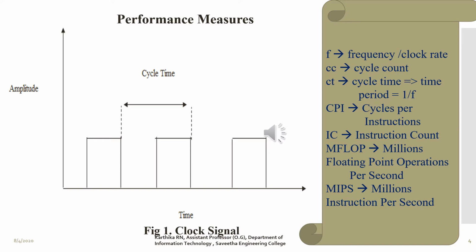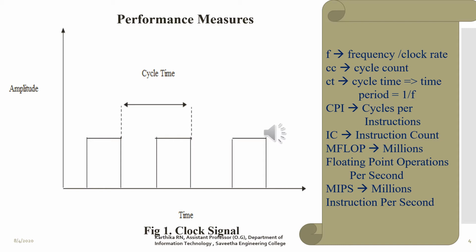What is frequency? Frequency means number of time periods or clock cycles per second. Frequency means the clock rate, which is denoted by F. CC means cycle count, that is how many cycles are there within a particular time interval. Whenever a program is executed, it has multiple instructions. For executing each and every instruction, we require a certain number of clock cycles. So when all instructions have been executed, the cycle count is the total number of clock pulses required for the execution of a program.